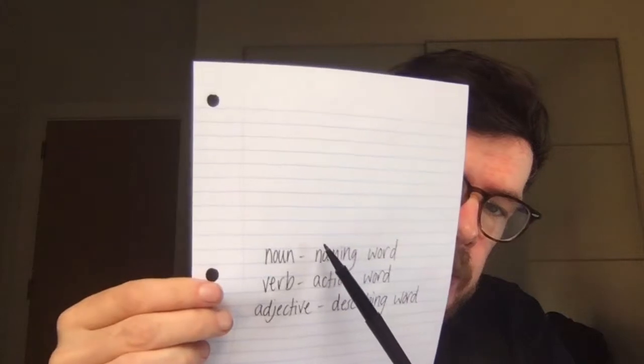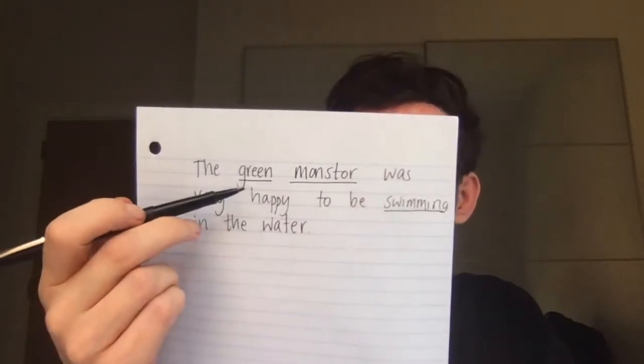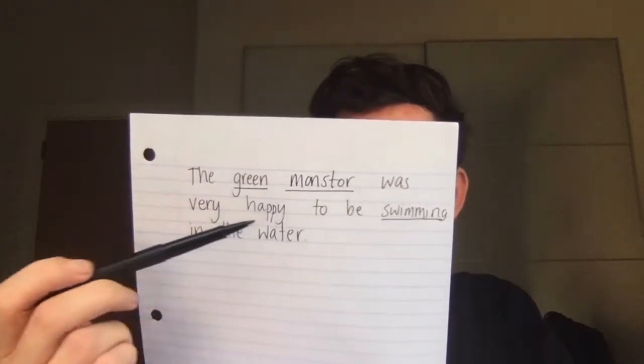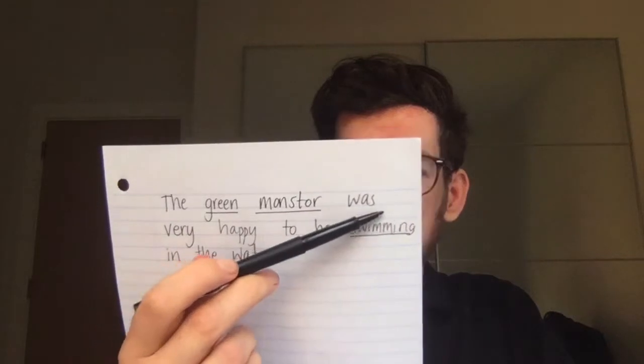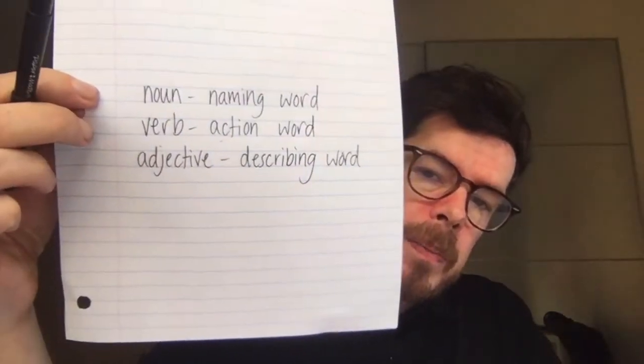So let's think of a sentence with a noun, a verb, and an adjective. The green (adjective) monster (noun) was very happy to be swimming in the water. What could your sentence be with a noun, a verb, and an adjective?